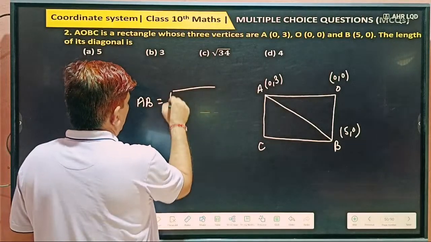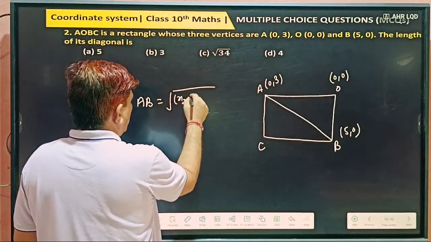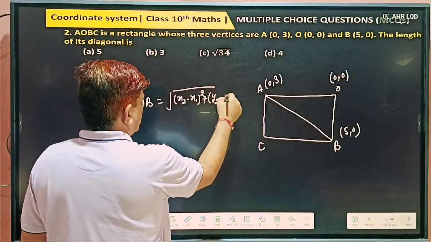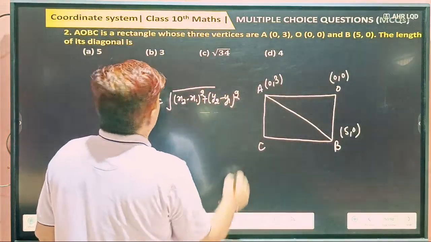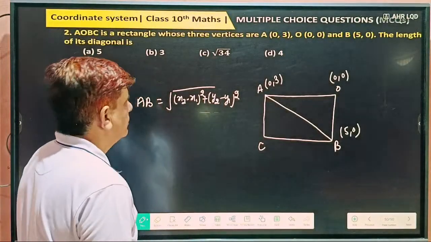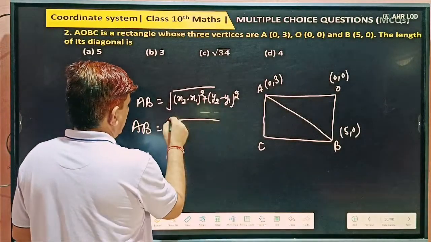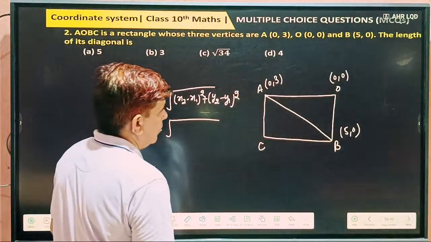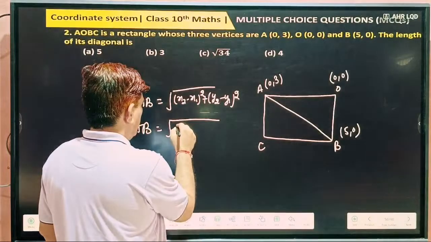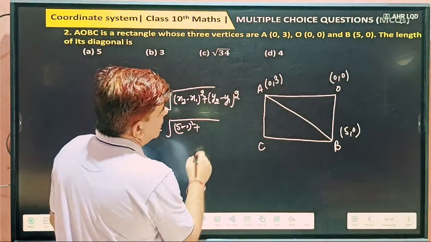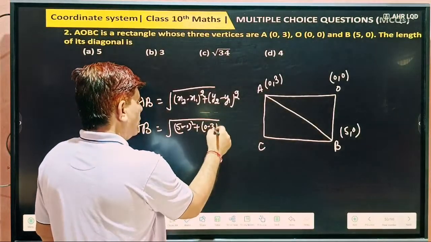Distance formula: the square root of (x2 minus x1) whole square plus (y2 minus y1) whole square. So AB equal to what? It is the square root of (5 minus 0) whole square plus (0 minus 3) whole square.